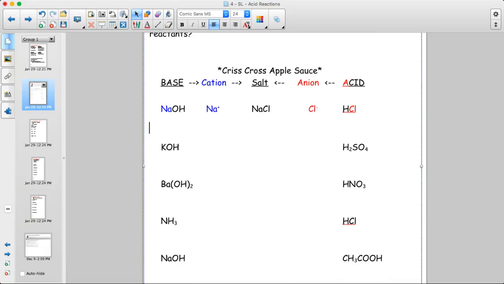I want to do one more example. We've got K, so the ion here is going to be K+. And over here, if we ignore these two H's, those are both H+, then we're left with SO4 2- as our ion.